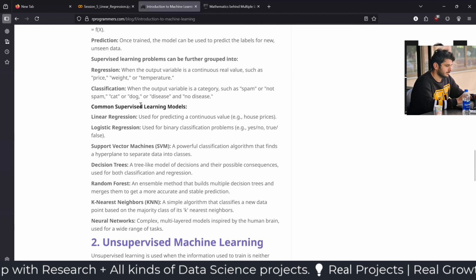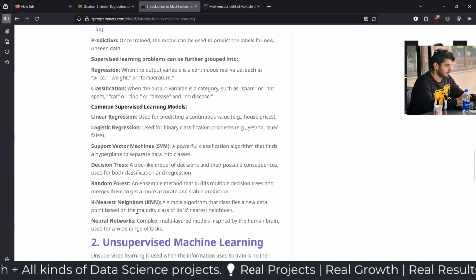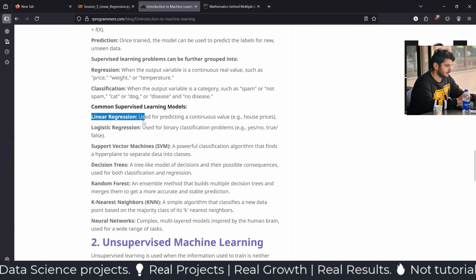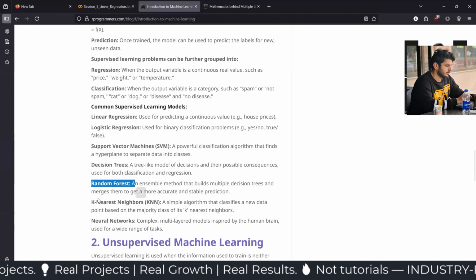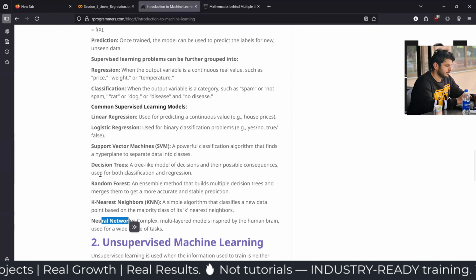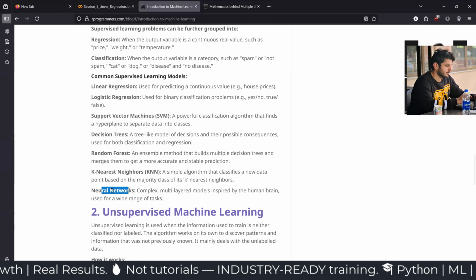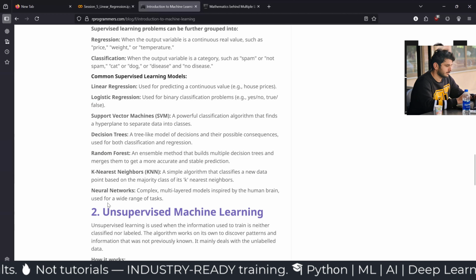Whenever we're talking about supervised machine learning, we will deal with these different models most of the time: linear regression, which we will discuss today, logistic regression, decision trees, random forest, k nearest neighbors, and neural networks. In this course, we will discuss all of them in quite some detail, and how we can perform that on multiple different data sets.